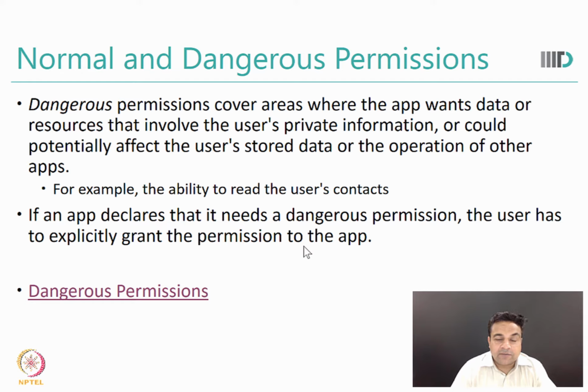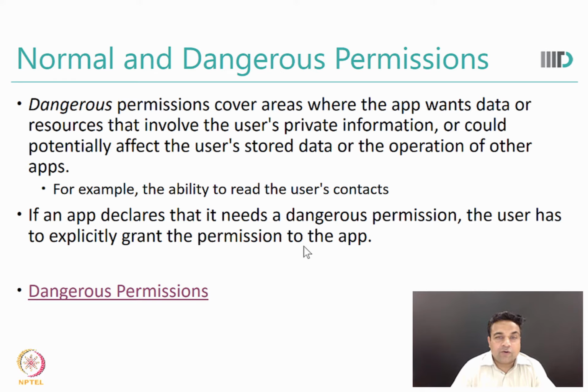Let's take an example. Suppose the permission is to read the user's contacts. Now, users' contacts are users' private information, and as I said earlier, another application may also be using it. So not only does it impact privacy, it also impacts the stability of other applications. Now, if an app declares that it needs a dangerous permission, the user has to explicitly grant the permission to the app.